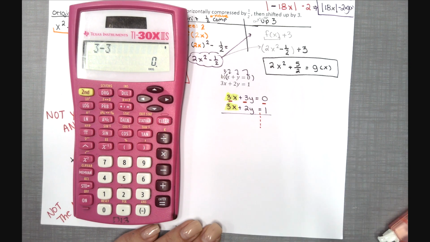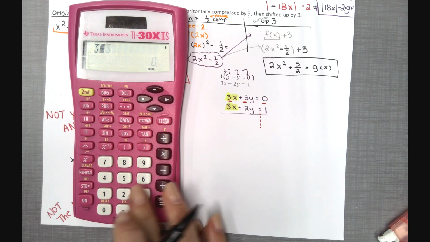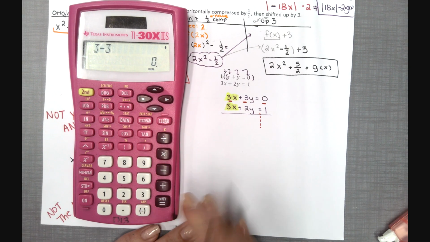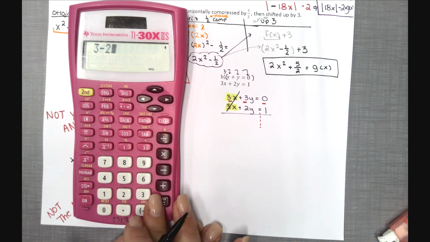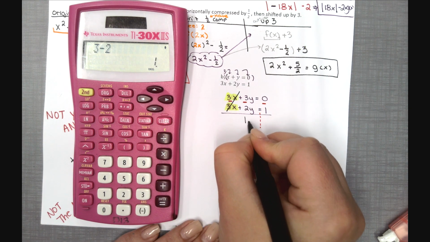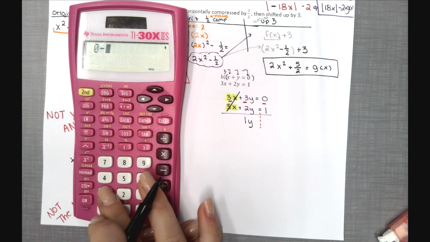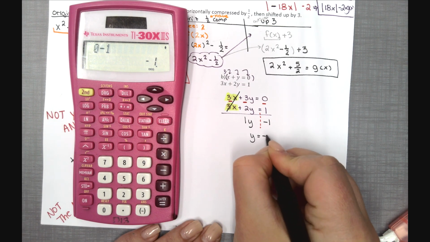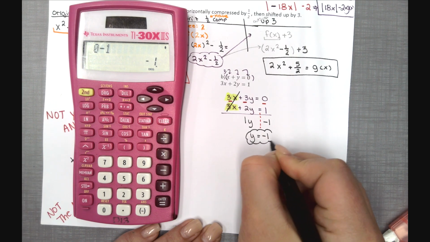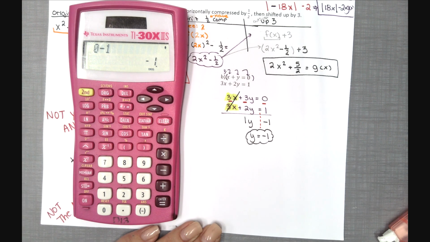Please do not hesitate to use a calculator for your adding and subtracting. So I got 3 minus 3, that gives me 0, that goes away. 3 minus 2 gives me 1y. 0 minus 1 gives me negative 1. Y is then equal to negative 1, thinking bubble, because this is not your answer.